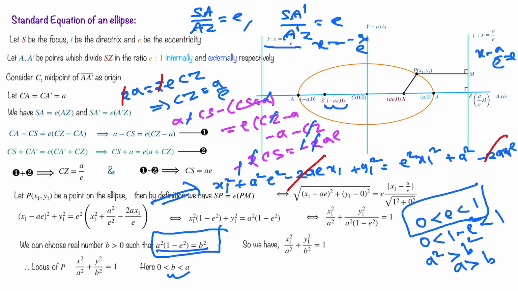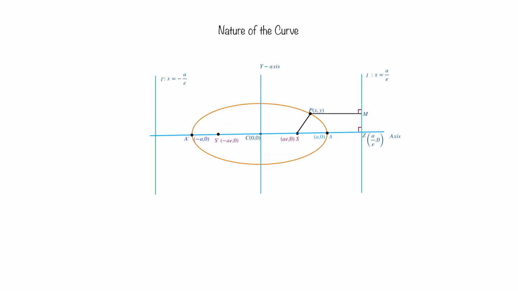So that's why for an ellipse we have two foci, that is the plural name for the focus. We have two foci, S and S dash; S coordinates are a e comma 0, S dash coordinates are minus a e comma 0, and two directrices. One directrix equation is x equal to a by e, another directrix equation is x equal to minus a by e. Fine? Okay. Now let us see the nature of the curve, the standard ellipse.